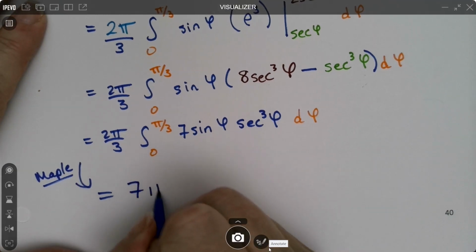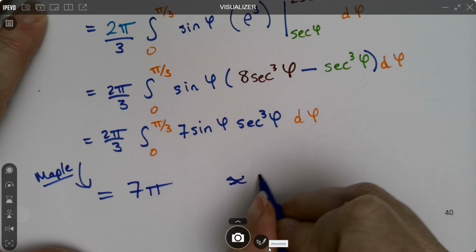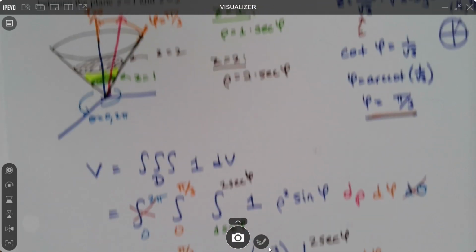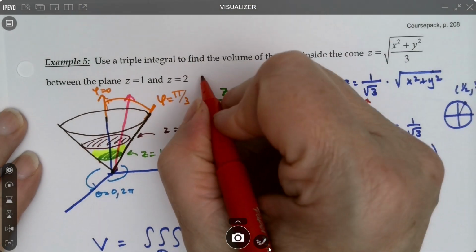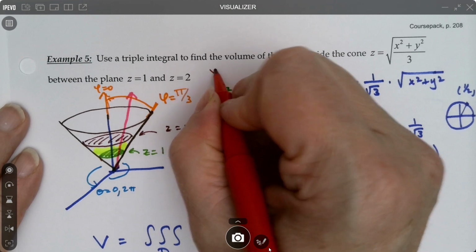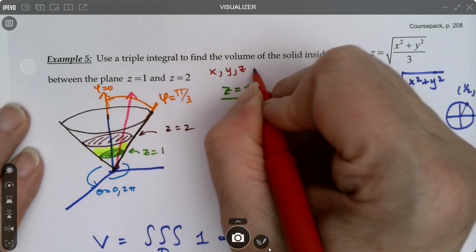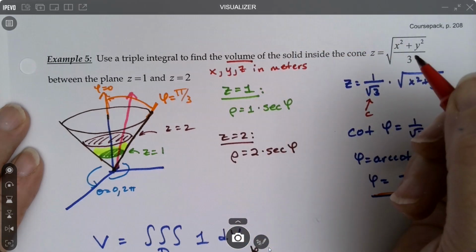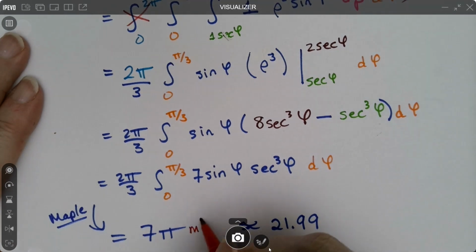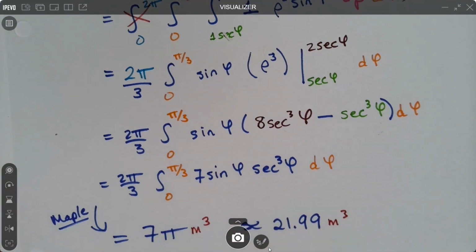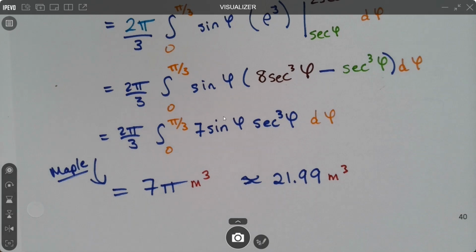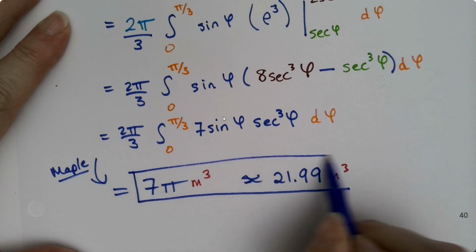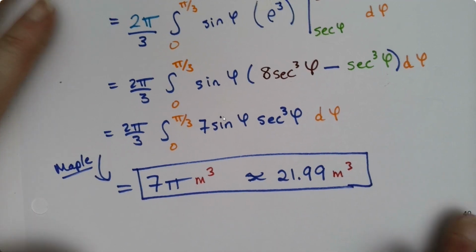So 7 pi, or 21.99. Now, I didn't give it units, but I should have. So let's pretend this is in meters or something. So if x, y, z are in meters, when we found this, we're finding the volume. So that would mean meters cubed for your unit. And we're all set.